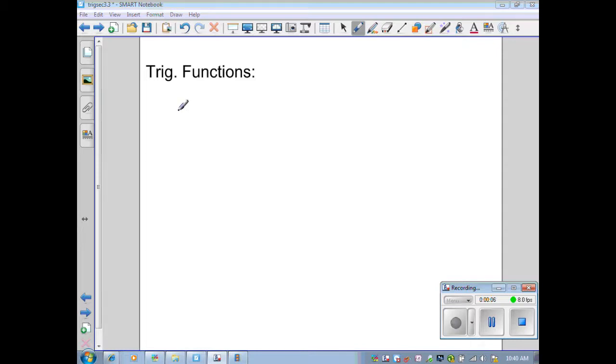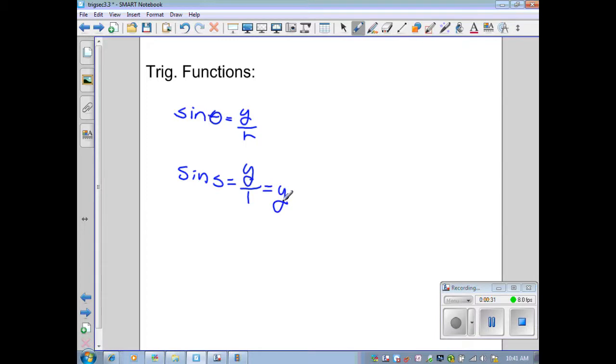As in previous sections, we know that sine theta is equal to y over r. But when we add this to the unit circle, we know that theta is equivalent to s, or the arc length. So sine of s is equal to y over r, but on the unit circle, r is always 1. So sine s is equal to y. Now that we have this, we can find the reciprocal function, which is going to be cosecant s, which is the reciprocal of y, which gives us 1 over y. And of course, y is not allowed to equal 0.